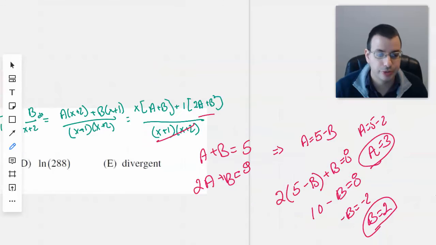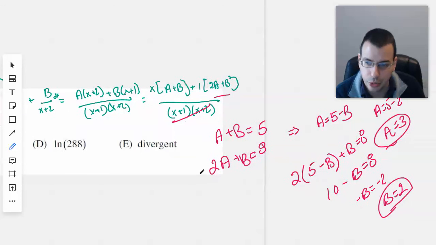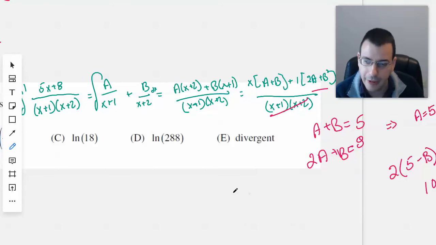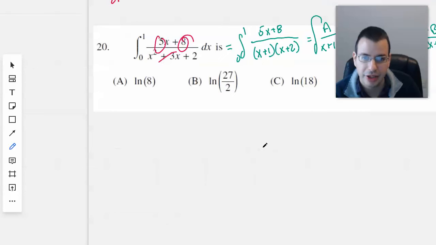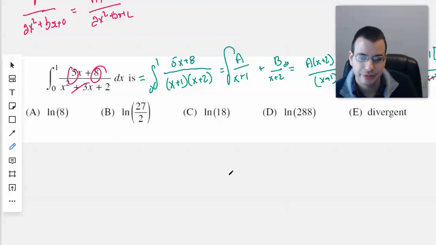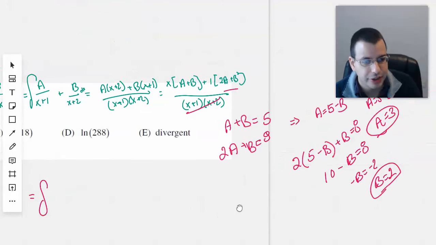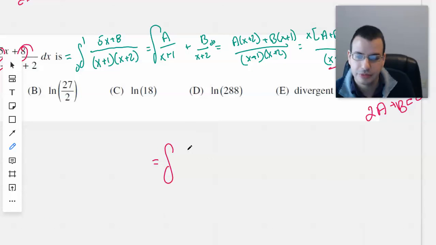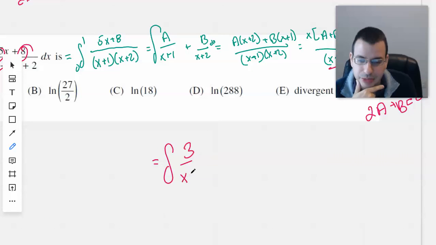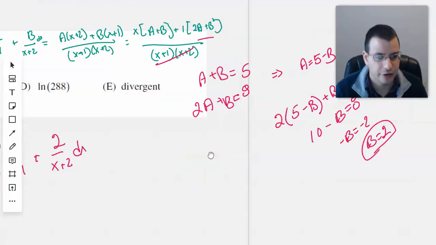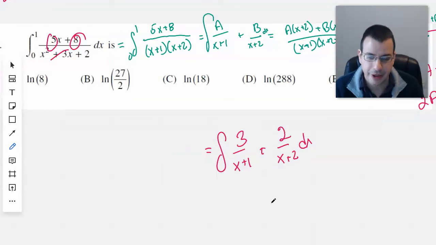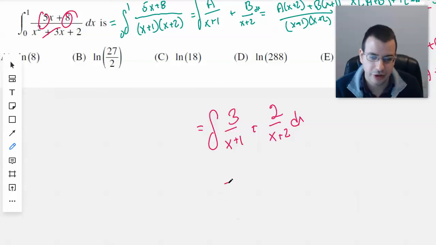There we go. A equals 3, B equals 2. Remember. So, rewriting everything. I already forgot. A equals 3. Yep. The integral of 3 over (x + 1) plus 2 over (x + 2) dx. Oh, okay. And then we solve this out.